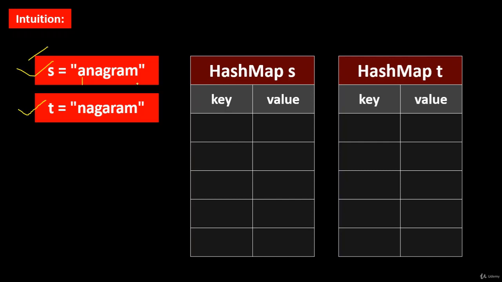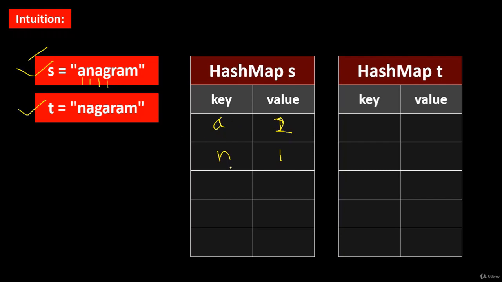Okay, so first we have this character a. We see a does not exist in this hash map, so let's add a as key and as value by default 1. Then the next character is n. N does not exist in this hash map, so let's add n as key, and as value let's insert 1. Then the next character a. We see that a already exists in this hash map, so let's increase the value of a. The value is now 2. Then the next character z.